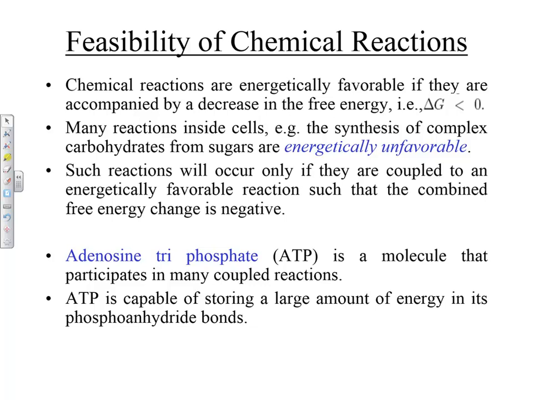Now many reactions inside cells, for example the synthesis of complex carbohydrates from sugars, are energetically unfavorable because they are order generating reactions. They would never occur by themselves. So such reactions will occur only if they are coupled to an energetically favorable reaction such that the combined free energy change is negative. And this molecule that I alluded to earlier, towards the end of the last chapter, adenosine triphosphate, ATP, is a molecule that participates in many coupled reactions.